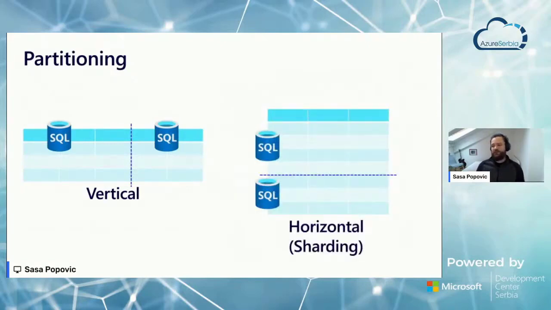Then another type of partitioning would be horizontal. Here, typically, all the servers that are taking part in this partitioning have the same schema, meaning the same tables, but the different rows are hosted on different servers and databases.